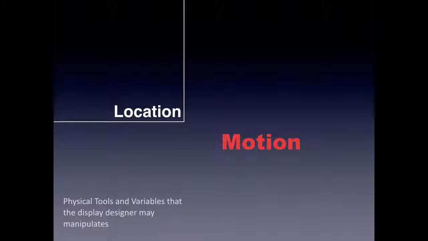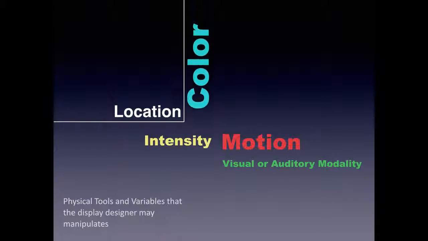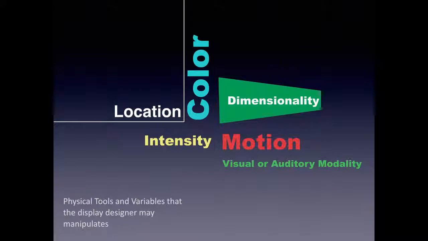For display design, there are several physical tools and variables that a display designer may manipulate, like location between X and Y, the motion, how it moves, the intensity, like brightness, visual and auditory modality, how you hear or see it, color, and dimensionality, like perspective.